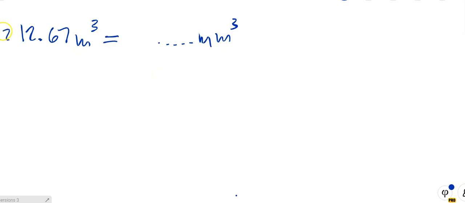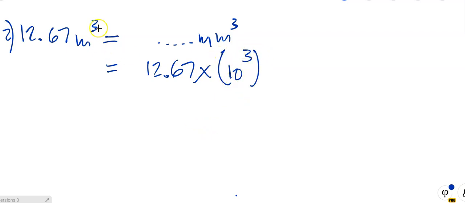Right, the next one there, number 2. We must convert 12.67 cubic meters to cubic millimeters. So what's the first thing we do? We convert the base units to each other. We convert first the meters to the millimeters, and that is, as we all know, multiplied by 1,000. So it's 12.67 times, and you will agree now that 1,000 is the same as 10 cubed. So it's times 1,000, but it is volume, so we cube it. So that becomes millimeters cubed.